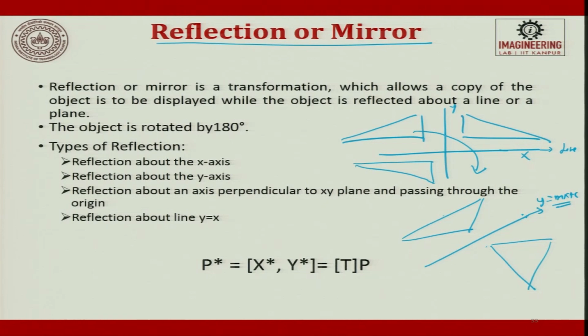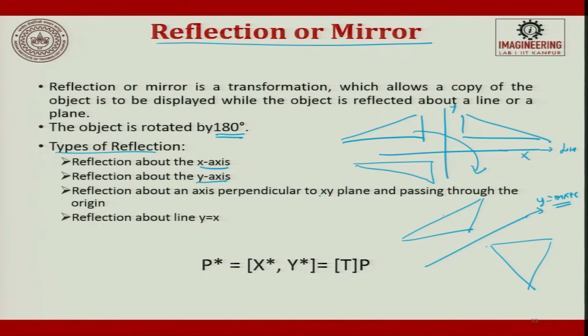So, that is what we have written here. The reflection or mirror is a transformation which allows a copy of the object to be displayed while the object is reflected about a line or a plane. The object is rotated by 180 degrees. Later we will see how to rotate by certain angles, but here it is a trivial one. So, we are rotating by 180 degrees.